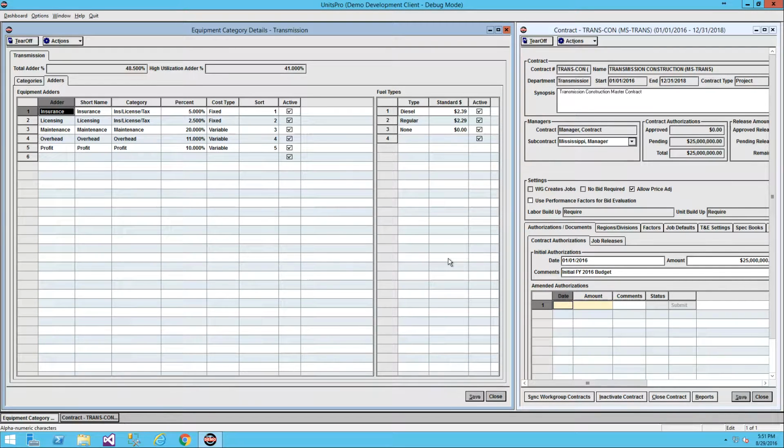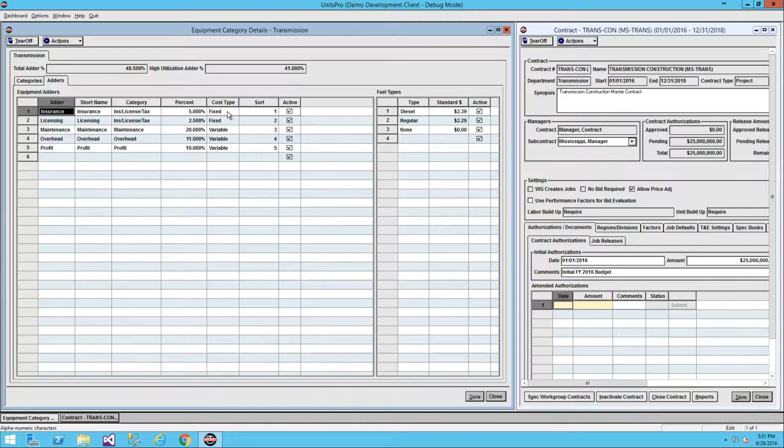In this session, we're going to price equipment categories. We begin with the adders. What adders are used to increment the base equipment pricing and what fuel prices are going to be included in that equipment pricing. For the basic adders, we classify them as fixed or variable.